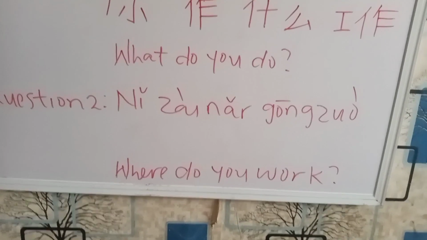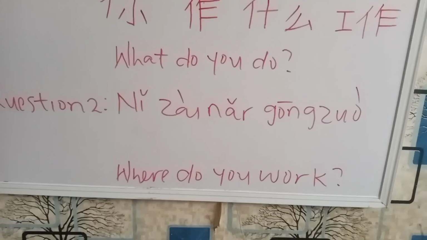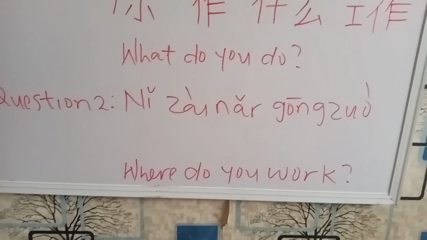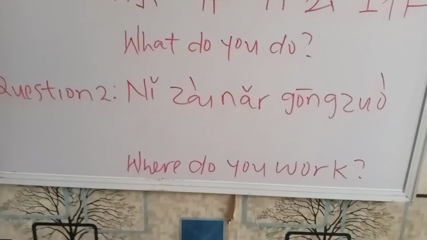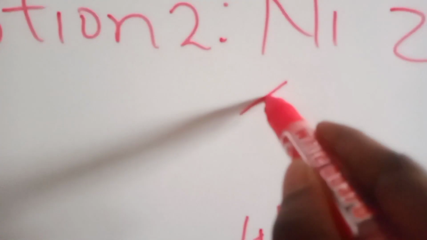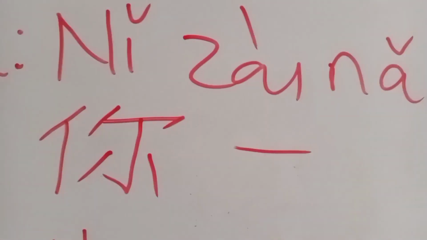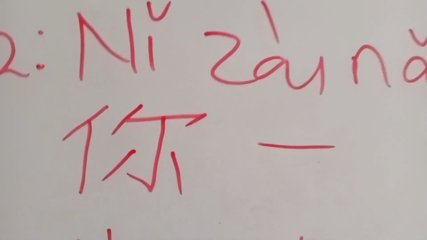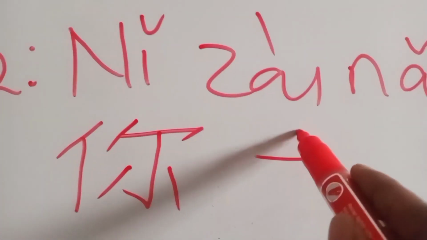The question 2 is, 你在哪儿工作? 你在哪儿工作? Where do you work? Let us write the characters together. So, 你, once again, you see that this ni, you don't have choice but to master it because you will see it everywhere. You will use it every day. This is how to write zai. You go like this. I'm trying to be very slow so that you are able to grab it. Then go like this.